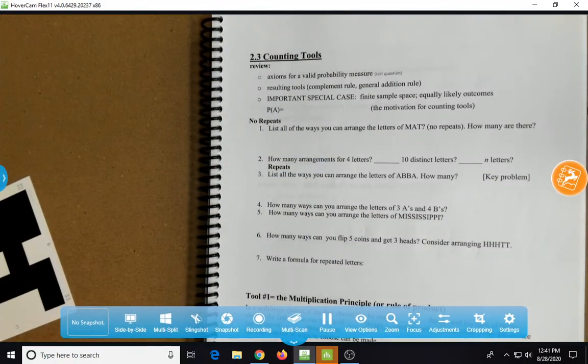All right, what I want you to do is write down all possible ways that you can write the 3 letters of MAT. Okay, so write just the list. So you could have MAT, ATM. How many ways could you write out those letters?